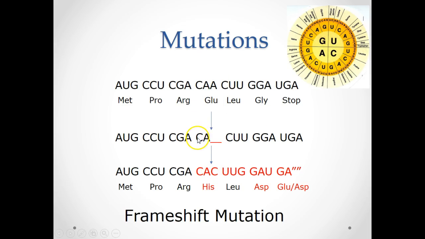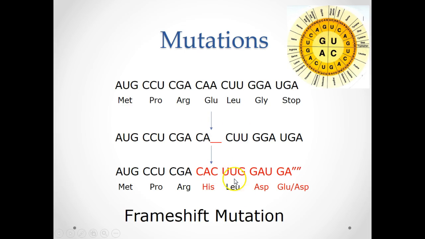So you notice that it used to go CAA, but now because we take the A out, C is going to take its place, and so now this codon is CAC. The next one would be UUG. Next one would be GAU, and then GA and whatever comes next. Now, UGA used to be the stop codon, and so our protein should have stopped at this point, but because we slid everything down and changed the reading frame, which is why it's called frameshift, we're shifting the entire reading frame down, now all of a sudden this glutamine changed to histidine.